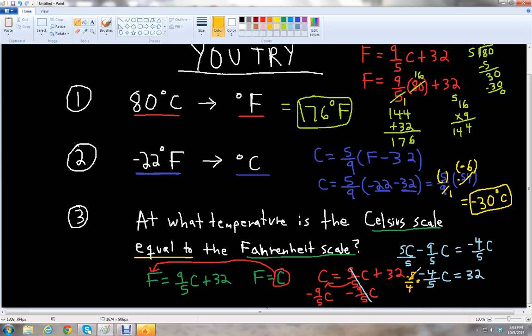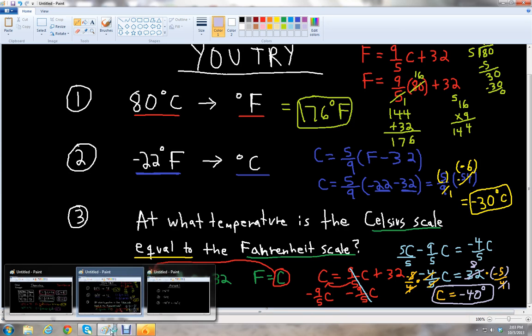So those can cancel out. And then we do that to both sides. So we'll get C equals 32 times negative 5/4. And so we can do a little cross canceling. We'll do 4 into 32 goes 8 times, and then 8 times negative 5 is a negative number, so negative 40. So we have negative 40 degrees.